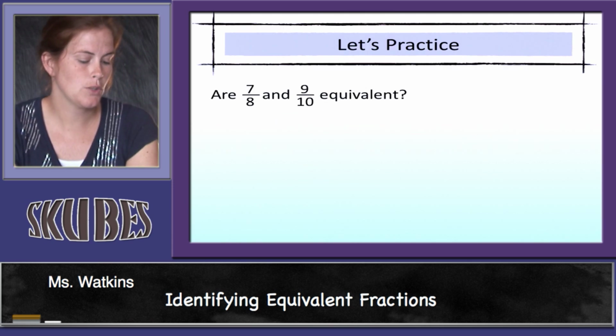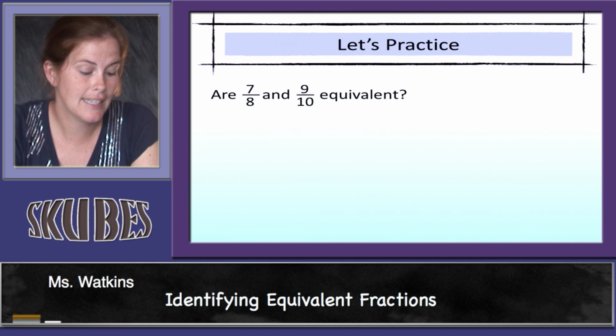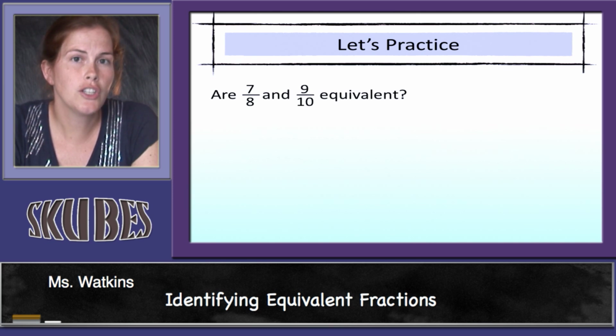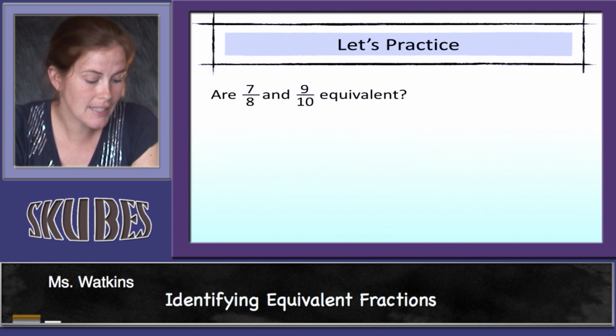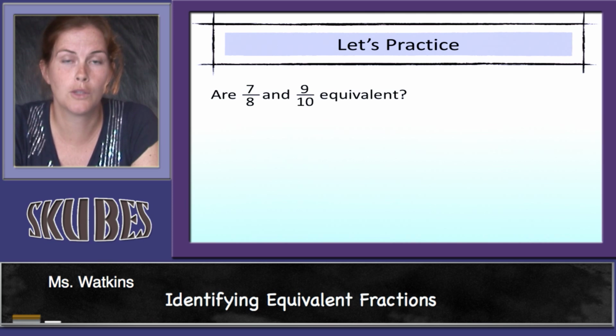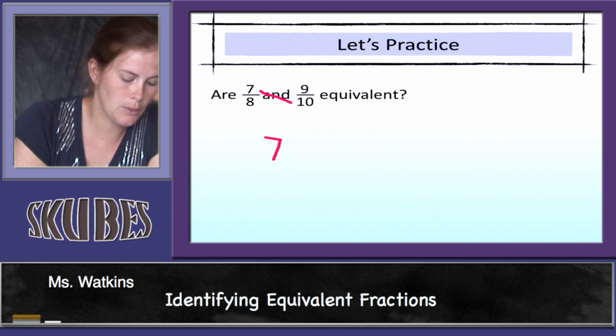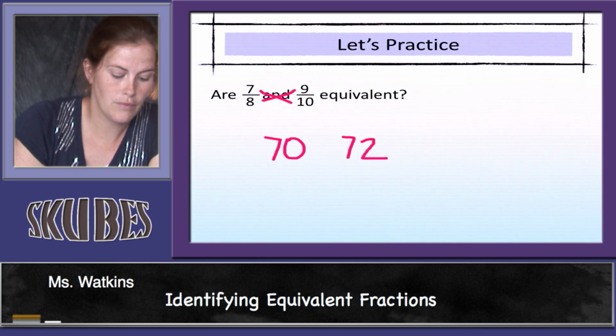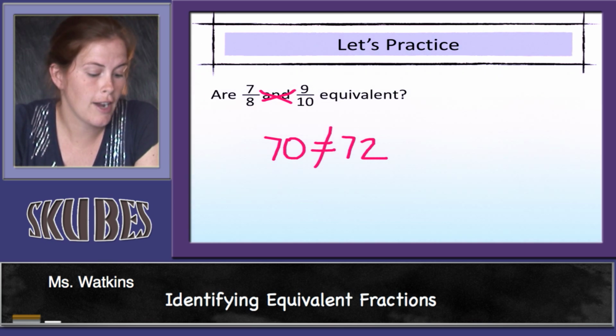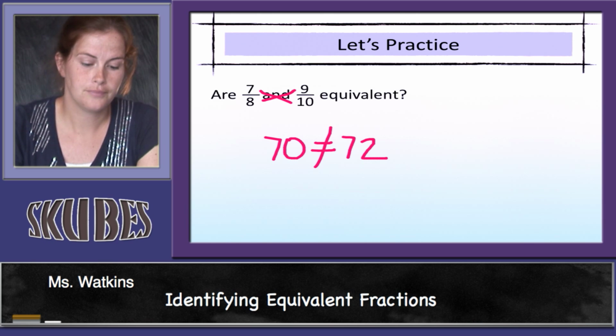All right, let's practice. So we want to know if 7/8 and 9/10 are equivalent. It's hard to use a benchmark fraction for these two because they are both very close to one whole, so we'll need to cross multiply. So 7 times 10 equals 70. 8 times 9 equals 72. These two products are not equal, so these two fractions are not equivalent.